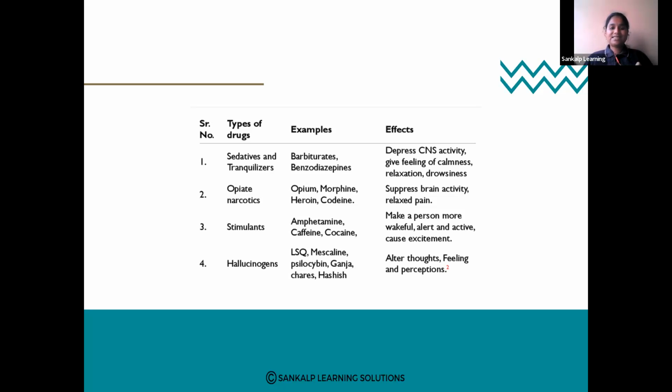Stimulants: amphetamine, caffeine, and cocaine. They make the person more wakeful, more alert, and more active, and cause excitement. Next, we have hallucinogens. They alter thoughts, feelings, and perceptions. So these are all the effects. At first you feel that these effects are good. No, these are very, very bad, directly impacting our central nervous system. So guys, be aware of such drugs and don't get addicted to any of these.